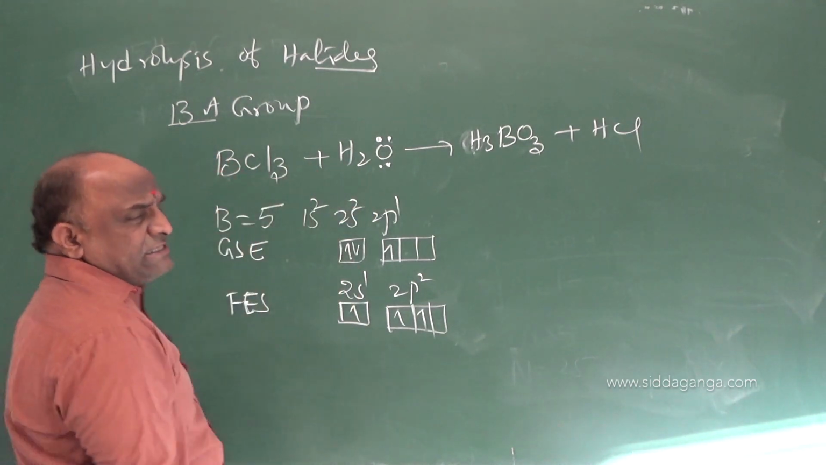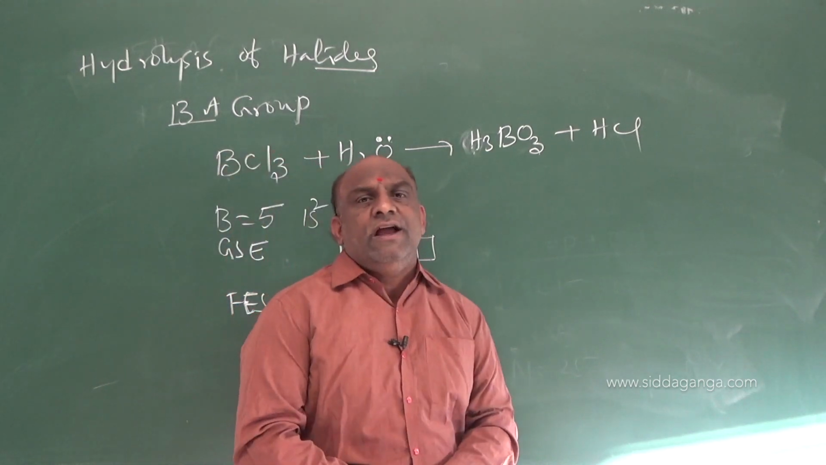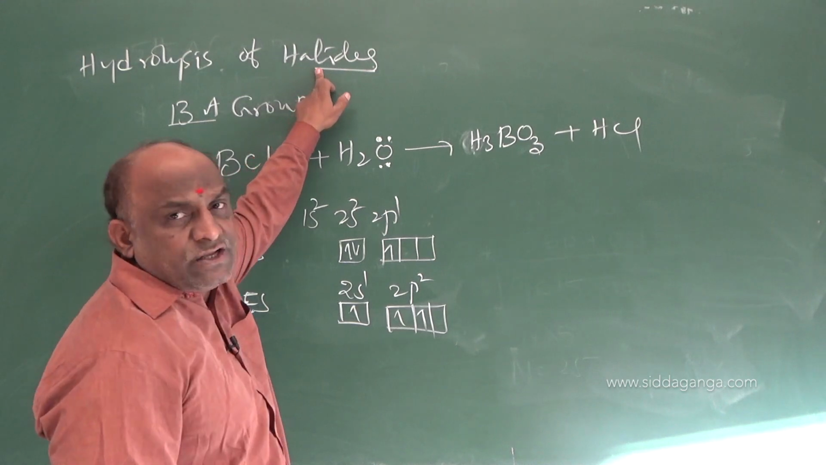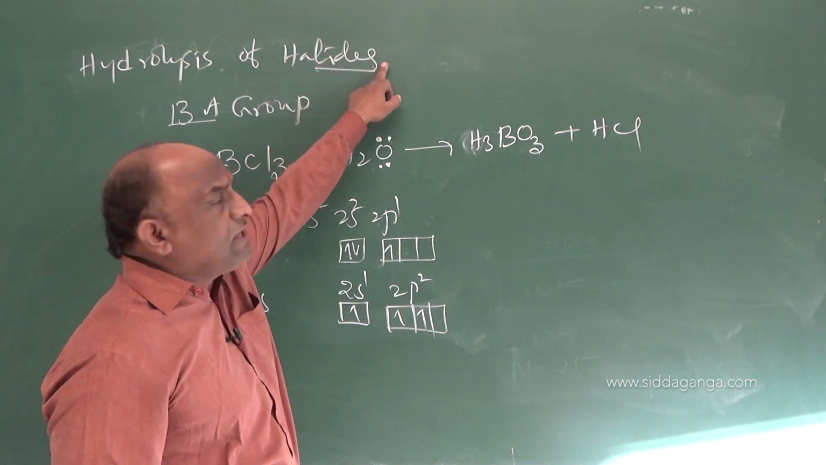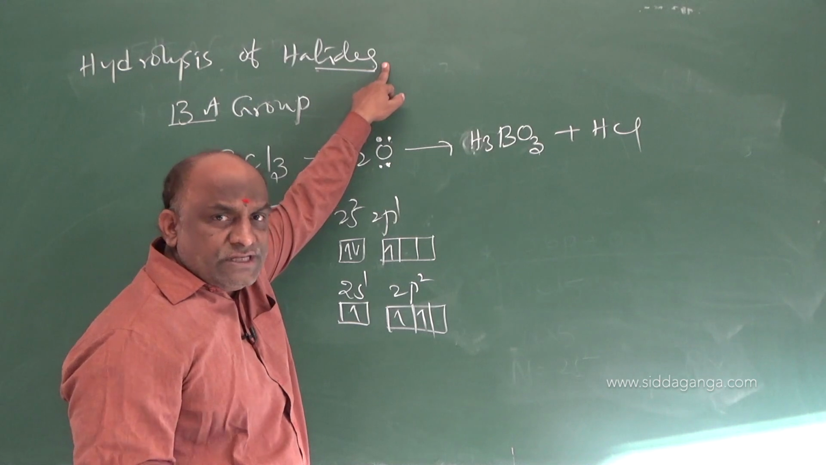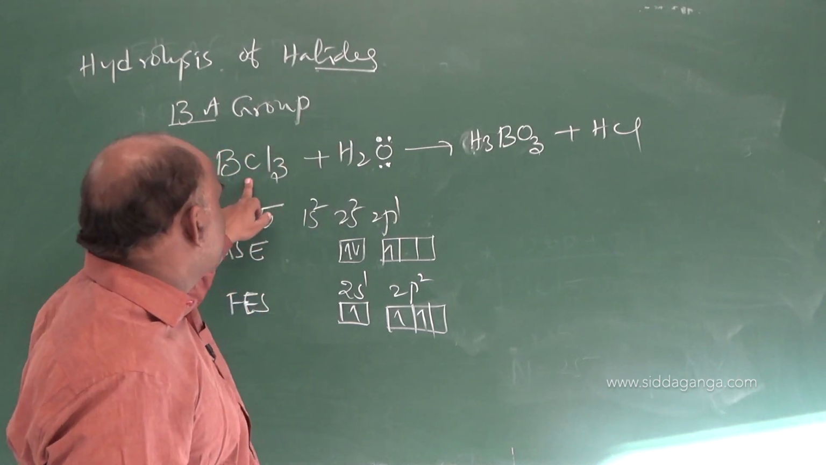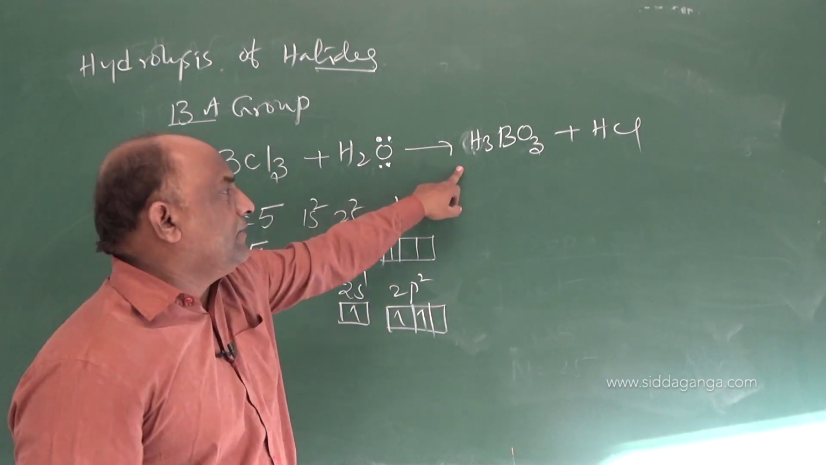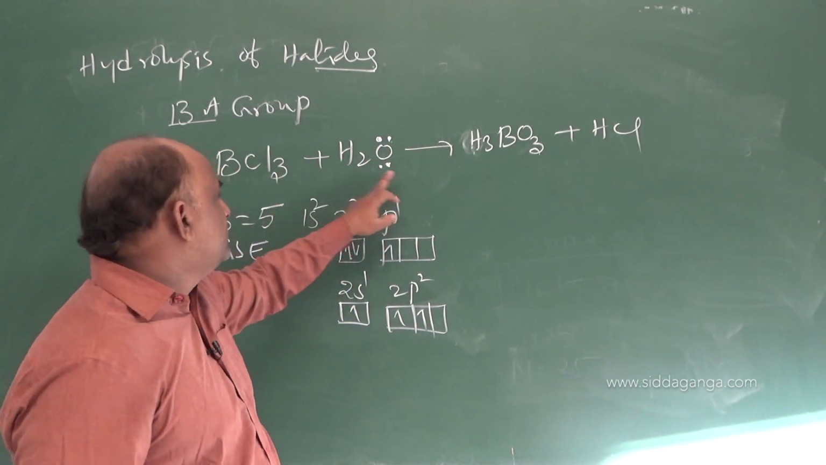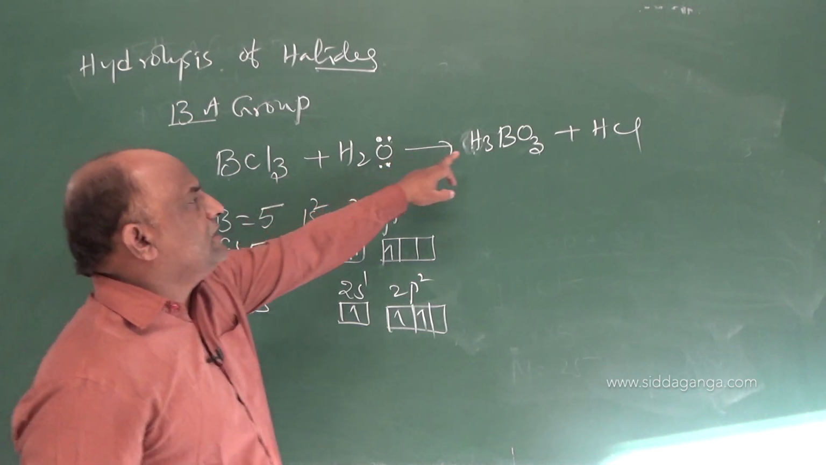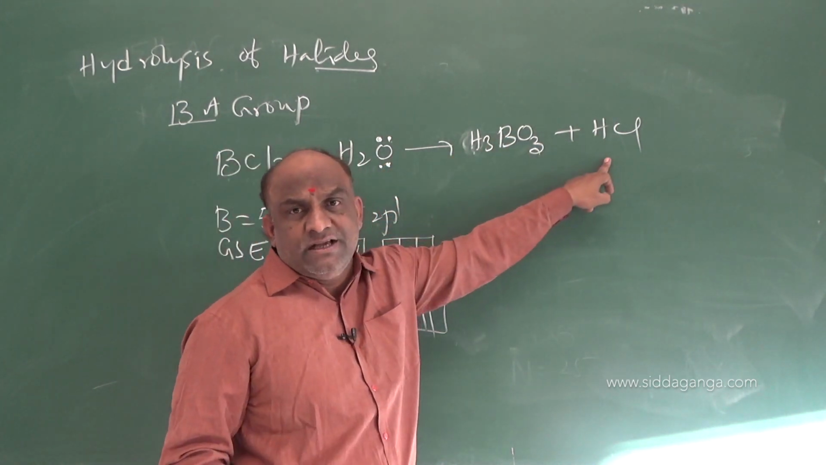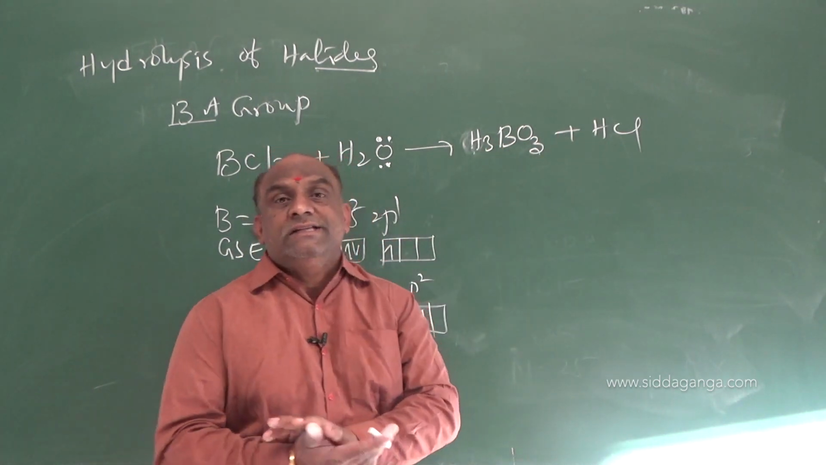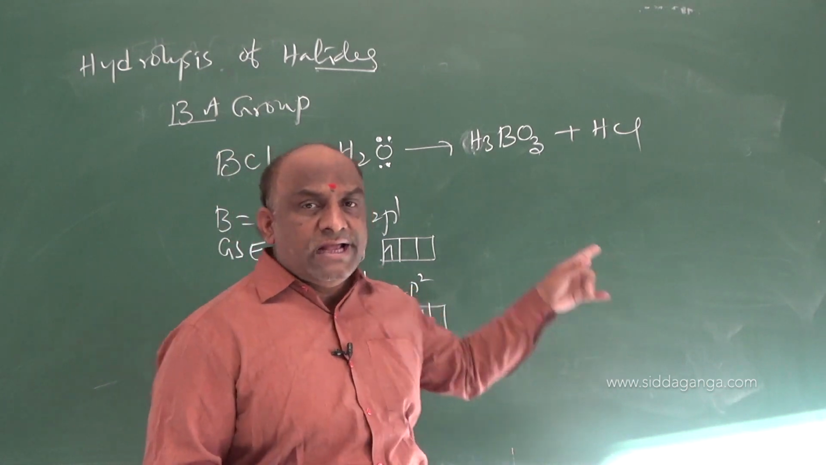Why did we discuss the 13th A group element hydrolysis instead of hydrolysis of halides? Hydrolysis of which halides? We have to discuss 15th A group element halides hydrolysis reactions. Instead of that, why do we discuss this one? Because generally hydrolysis reactions follow like this only. General means BCl3 plus H2O gives rise to H3BO3 plus HCl. H3BO3 is orthoboric acid, a weak acid.